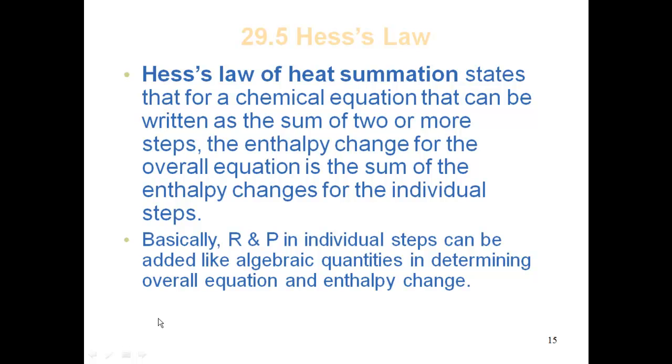Okay, what we're doing basically is Hess's Law. Hess's Law of heat of summation states that for a chemical equation that can be written as the sum of two or more steps, the enthalpy change for the overall equation is the sum of the enthalpy changes of the individual steps. So basically, if I can take the reactions and products in different individual steps and I can add them like algebraic quantities and basically solve for the overall equation that I'm looking for, then I can add up the enthalpies and that gives me the enthalpy of that reaction. When we did the K stuff, what we had to do is multiply the K's to get to that K of the overall reaction.